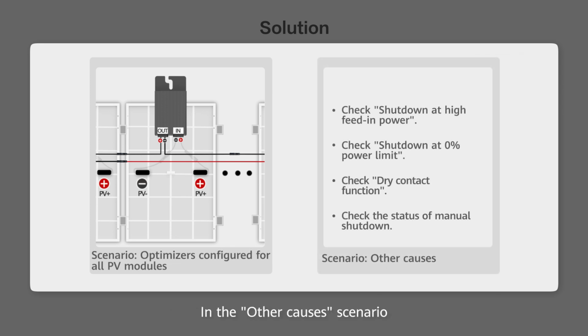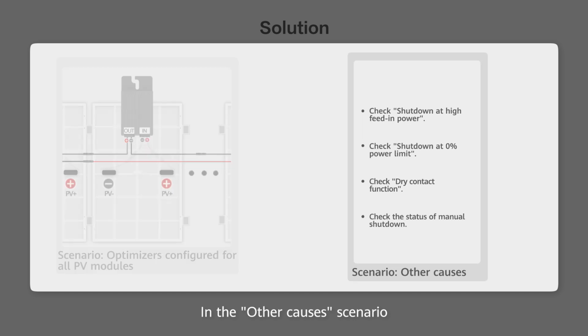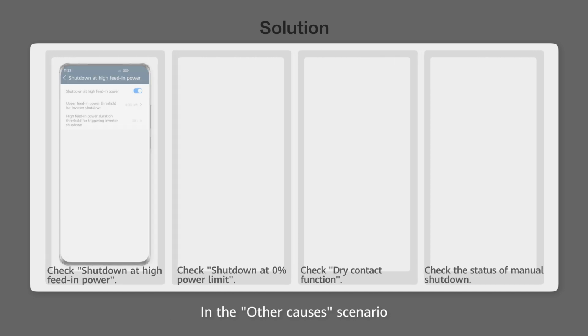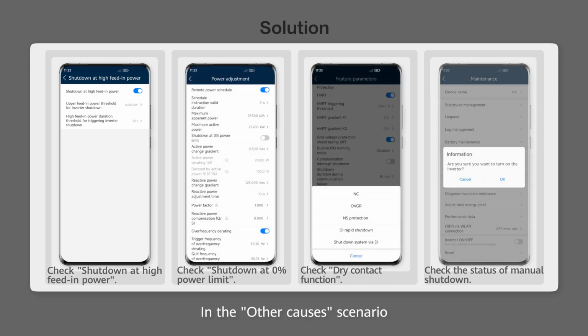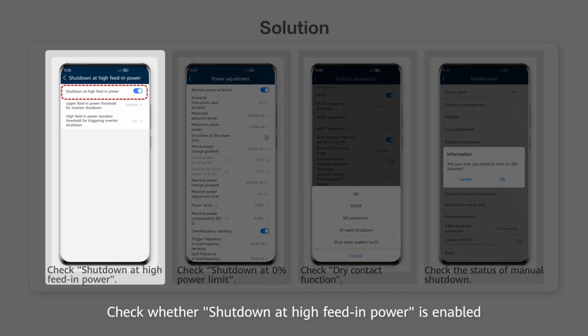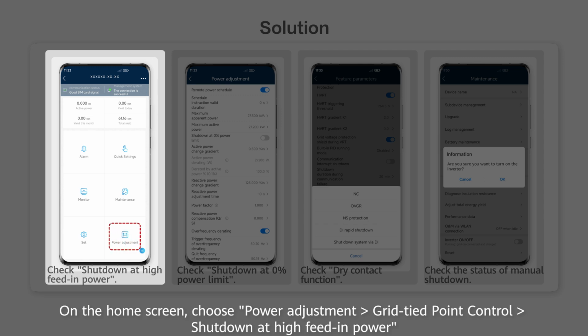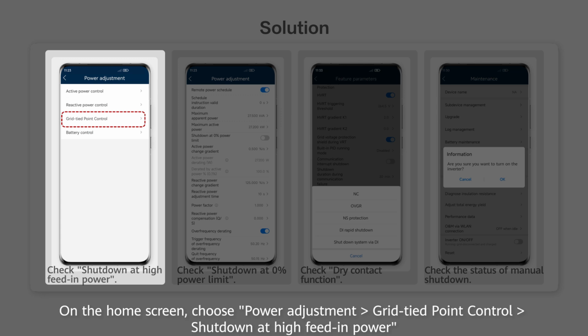In the other causes scenario, check whether shutdown at high feed-in power is enabled. On the home screen, choose Power Adjustment. Grid Tied Point Control. Shutdown at high feed-in power.